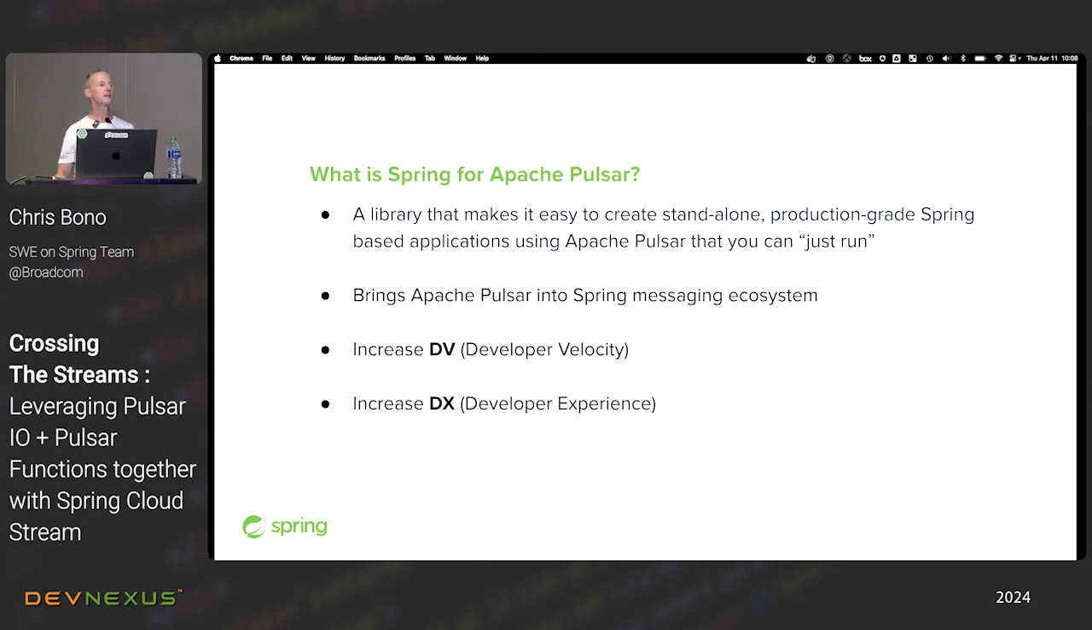And so what is Spring for Apache Pulsar? It is a framework for taking Spring-based applications and making it easy to use Apache Pulsar. It also brings Apache Pulsar into the Spring messaging ecosystem. We have support for AMQP and JMS and Kafka, but we had a gap in supporting Pulsar, so that's also what Spring Pulsar solves. And like any other Spring project, the main goal of it is to increase developer velocity and developer experience, to make your life easier when you want to get started with something and just run.